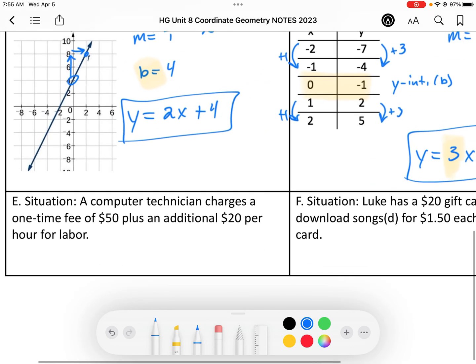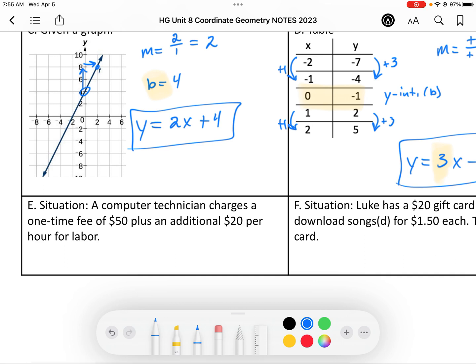Okay? Keep rolling right along. In this situation, we have a computer technician that charges a one-time fee of $50 plus an additional $20 per hour for labor. Okay? Anytime you have a word problem that is supposed to be a linear relationship, we have a rate of change. The rate of change is almost always identified by this word, per. It's one amount per another amount.